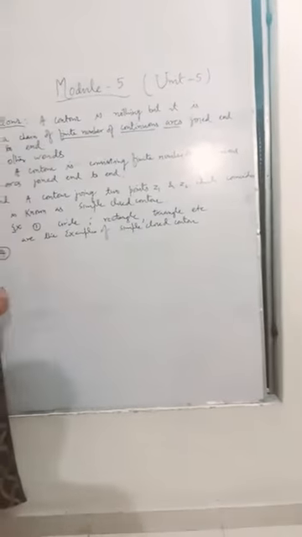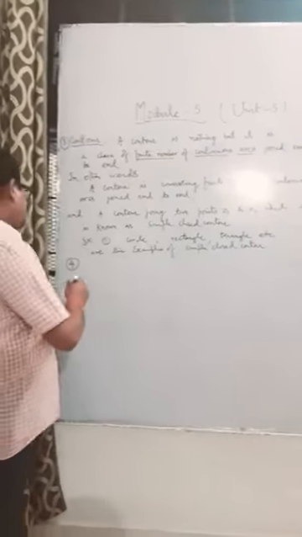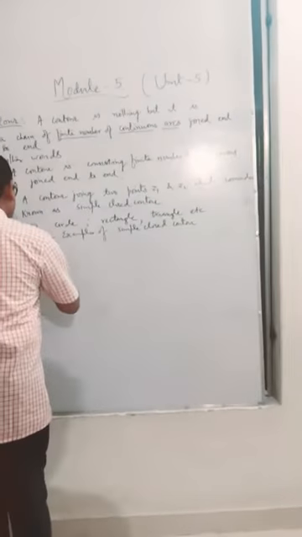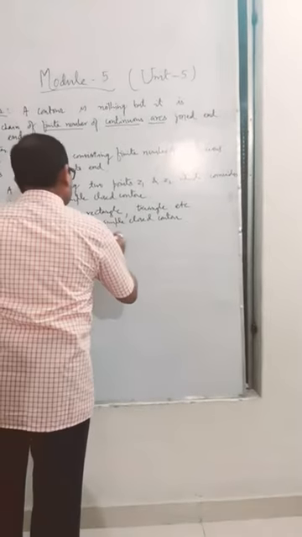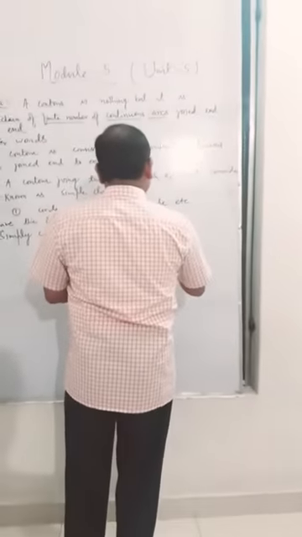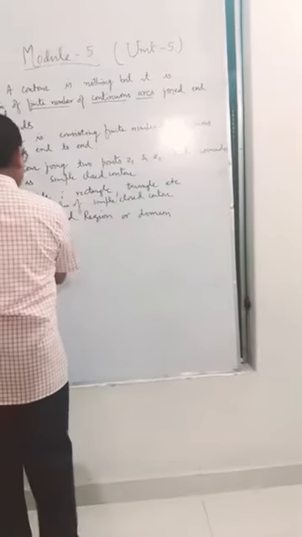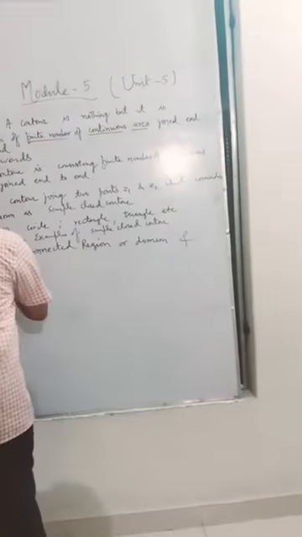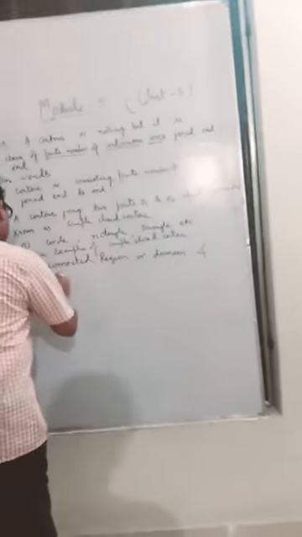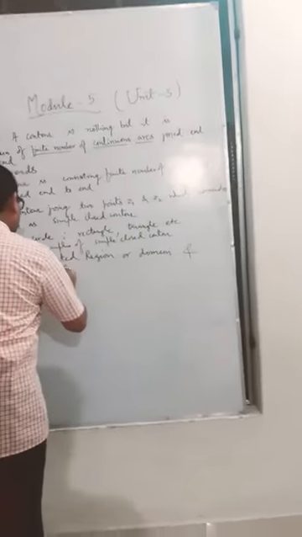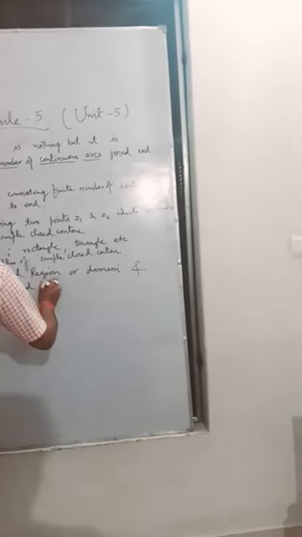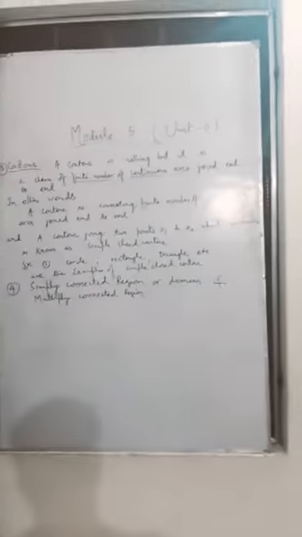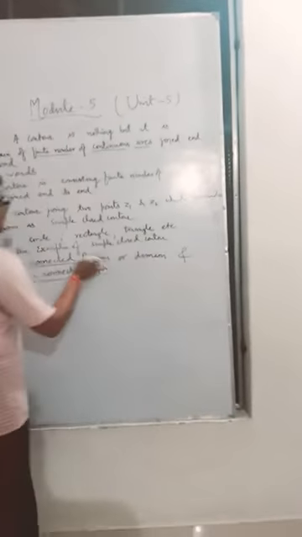Now the fourth definition is simply connected region or domain, and multiply connected region. Now we shall define the simply connected region and multiply connected region.